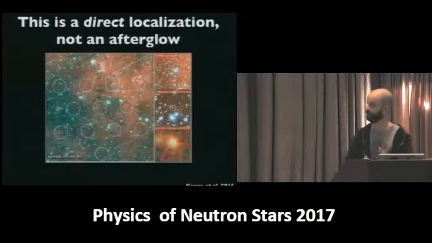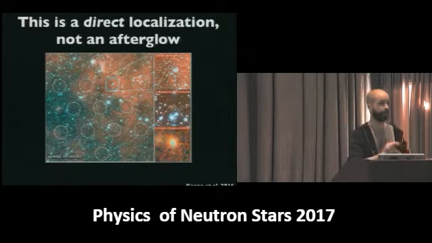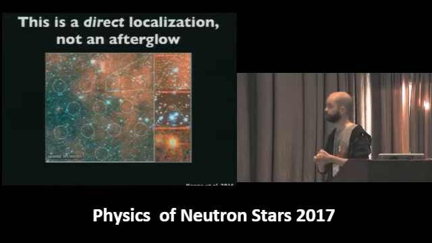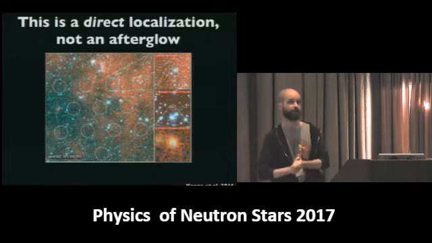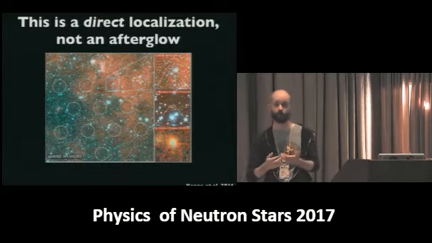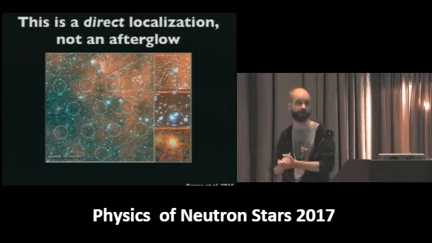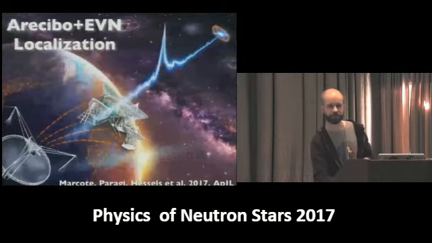And I would just like to emphasize that this is a direct localization. The burst was observed in real time with an interferometer, and its position was determined to sub-arc second precision. The other game that you can try and play is you can look after a fast radio burst has happened to see if there's some kind of afterglow. Of course, this has been enormously profitable in the gamma ray burst world. But this is a direct localization, and it doesn't suffer from the same kind of statistical problems that you have with associating different events.